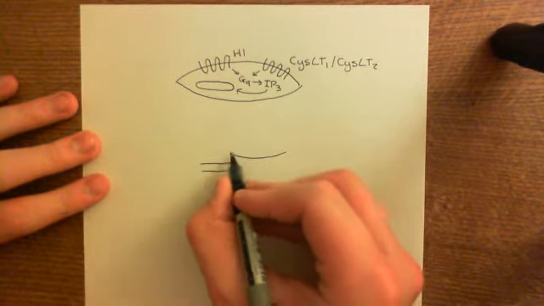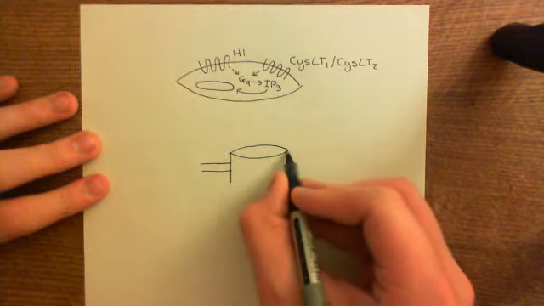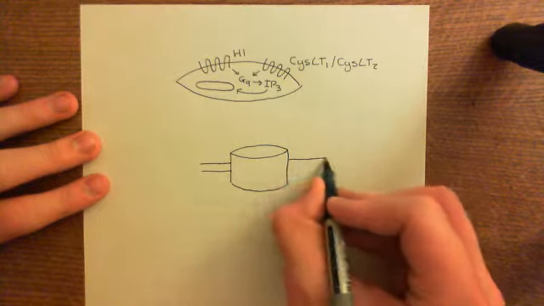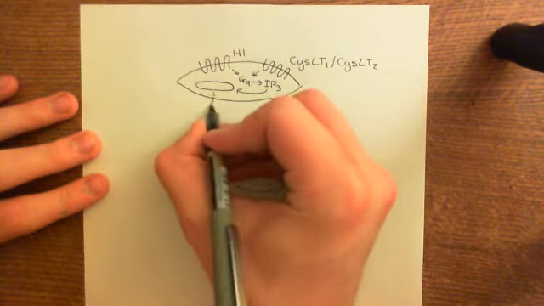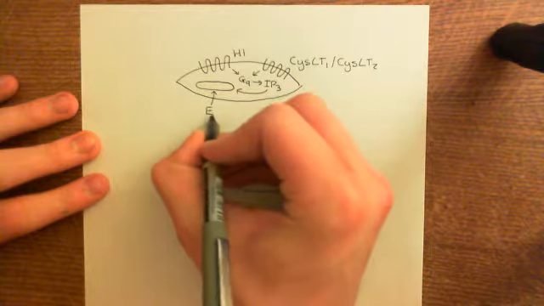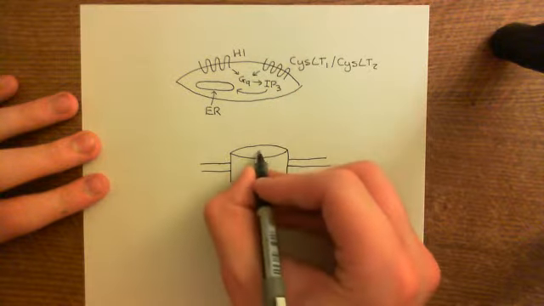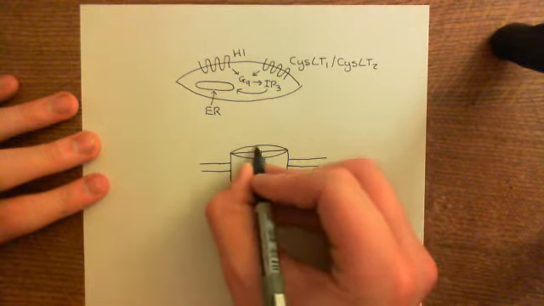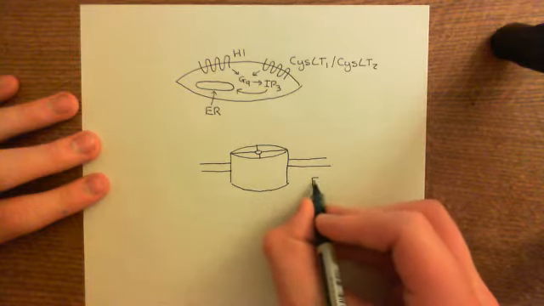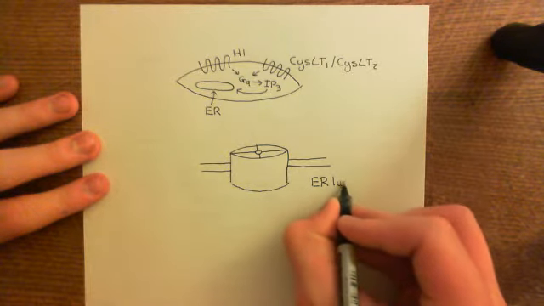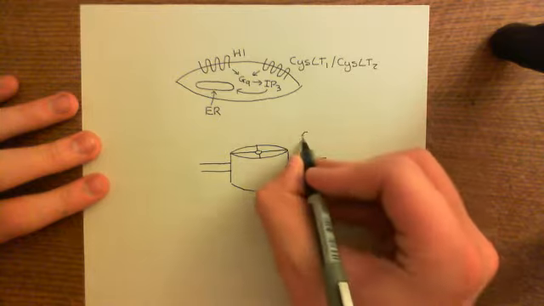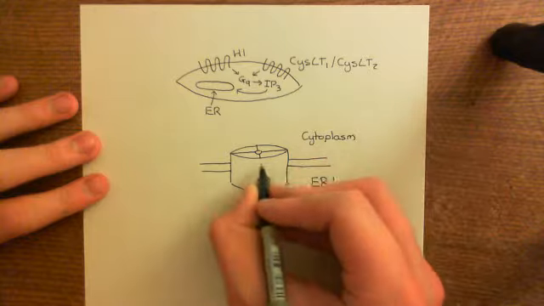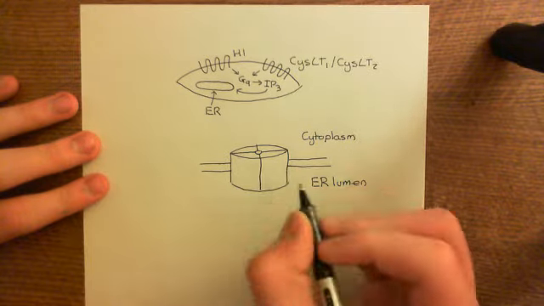Okay, so let's have a look at the structure of an IP3 receptor. An IP3 receptor is a massive great receptor in the membrane of the endoplasmic reticulum. So let's say this is the endoplasmic reticulum, or the ER for short. It can allow calcium to move through it from the endoplasmic reticulum lumen here into the cytoplasm. So it can allow the release of the intracellular stores of calcium, and this calcium that's released can then drive the contraction of the smooth muscle cell.